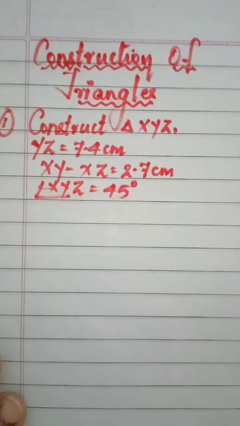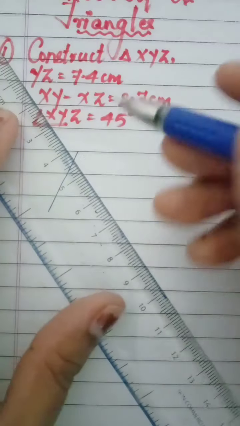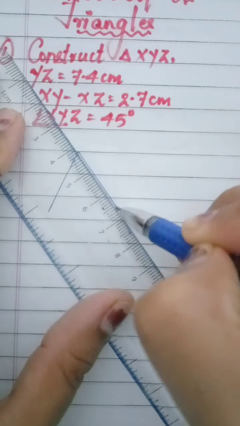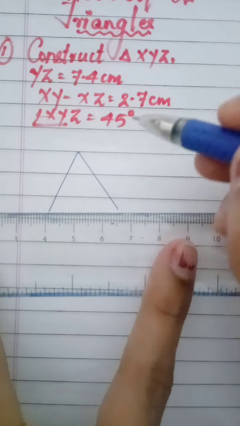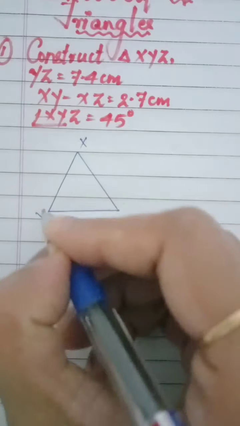First and foremost, we will be drawing a rough figure. Let us draw a rough figure. XYZ is the name of the triangle. So let me get a rough figure for this. So here my rough XYZ triangle is ready. XYZ.